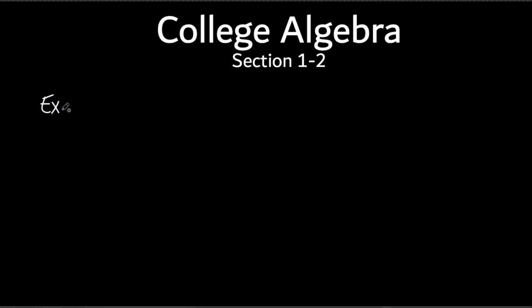So example 7, that's in the book. If you want to look in the book, you don't have to, but it's in there. Look at this crazy one: 25 over 2 x squared minus 30x plus 18 equals 0.